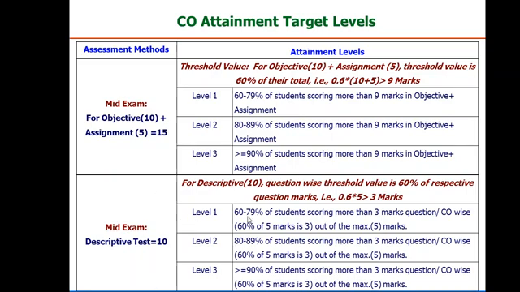Level 1: 60 to 79% of students scored more than 3 marks for a particular question out of maximum 5 marks, make it as level 1. Then 80 to 89% of students scored more than 3 marks, make it as level 2. Then greater than or equal to 90% of students scored more than 3, make it as level 3.